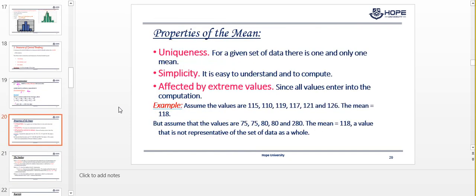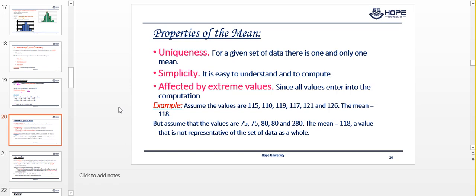What are the properties of the mean? The first property is uniqueness. That means for a given set of data, there is only one mean. Simplicity: it's easy to understand and easy to compute. It is affected by extreme values, sometimes. You can get two different data sets with the same mean, since all values go into the computation.